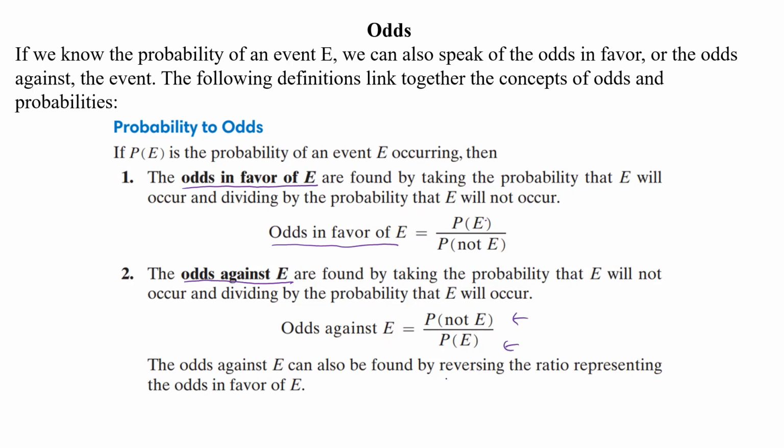Now, the odds against E can also be found by reversing the ratio representing the odds in favor. So if you find one, then you can just reverse the ratio. So if we found that this was 15 to 1, well, this is going to be 1 to 15. So they just basically reverse. So that's going to be another thing you can find. Once you do this calculation, you'll see that that happens. But this last thing helps us. So we can go from here to here. So if we know odds in favor is 15 to 1, the odds against are 1 to 15.